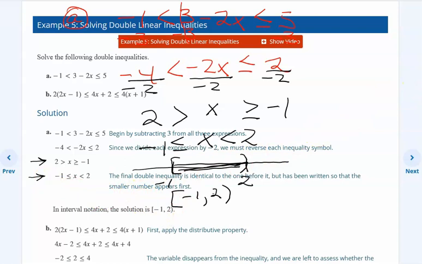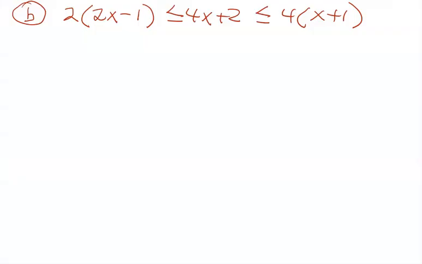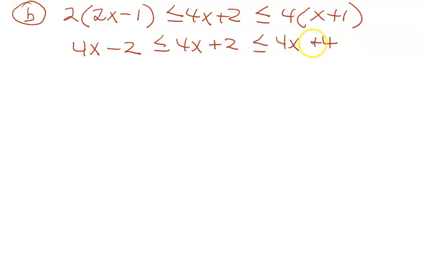All right, let's do part B. I've checked that I copied it correctly, and we'll distribute first. So this will be 4x minus 2 is less than or equal to 4x plus 2 is less than or equal to 4x plus 4.